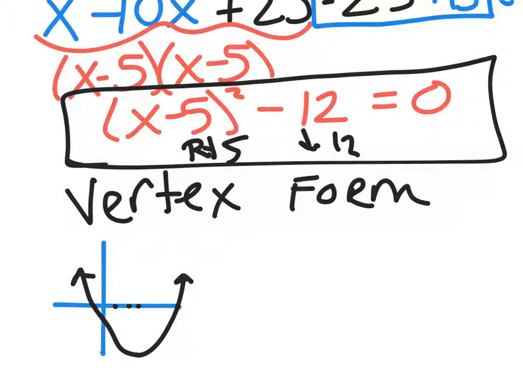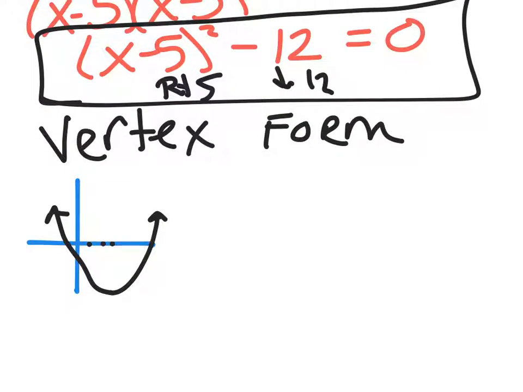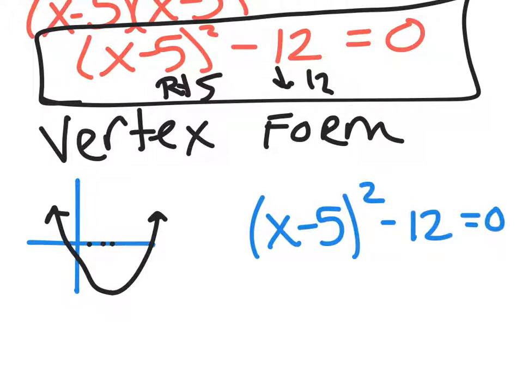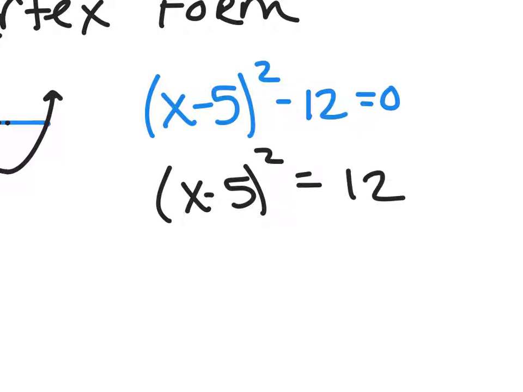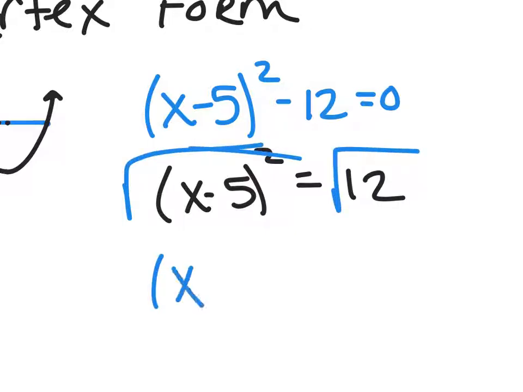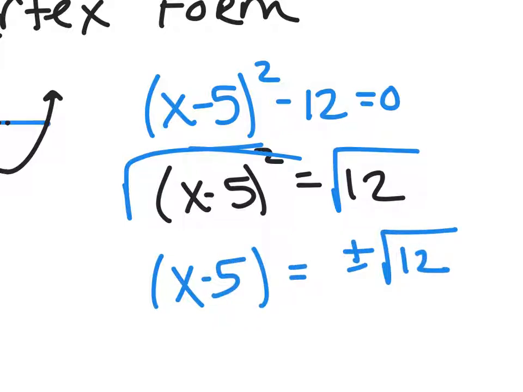Now, if it says solve this equation, we're going to take it another step further. So let's rewrite it. x minus 5 squared minus 12 equals 0. And let's actually solve for x. So to solve for x, you isolate the x. So I have x minus 5 squared equals 12. And then you say, okay, how do you get rid of a square? You square root both sides. Now here's what you can't forget: when you square root, you get plus and minus. So this becomes plus and minus radical 12.